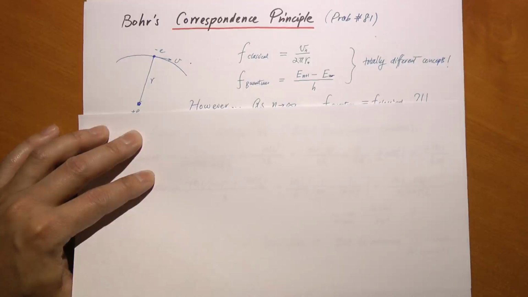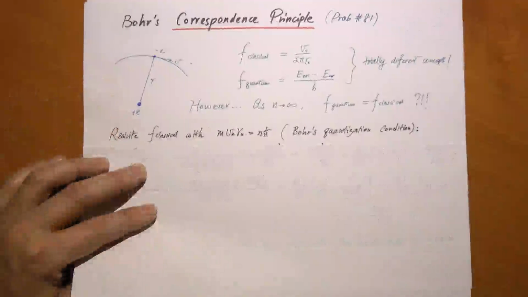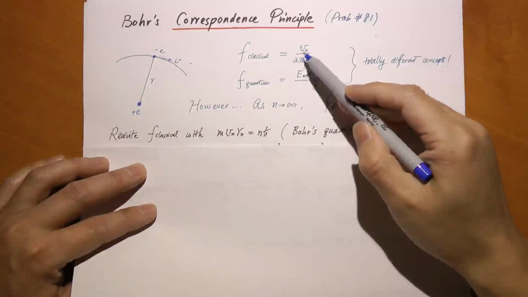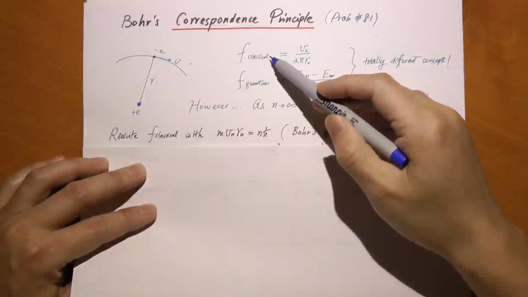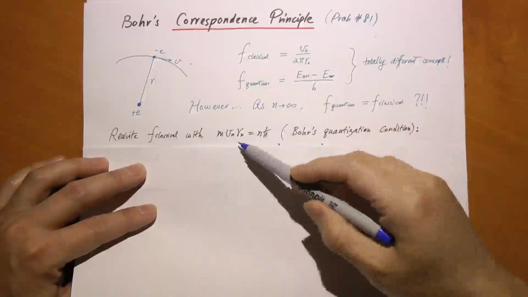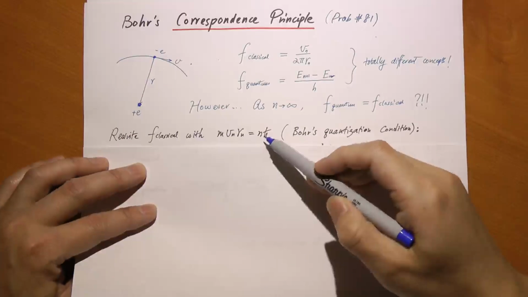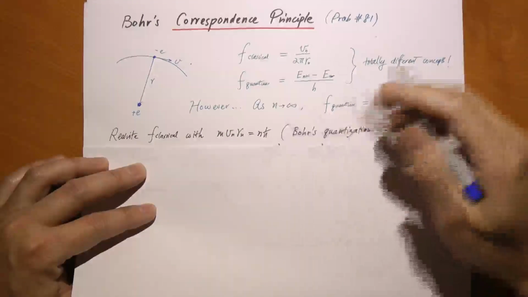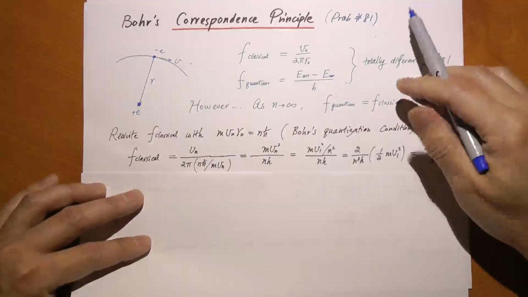Let's see. I'm going to rewrite the Bohr, the classical expression for the frequency a little bit, using the quantization of angular momentum, mvr equals nħ. So, f classical.